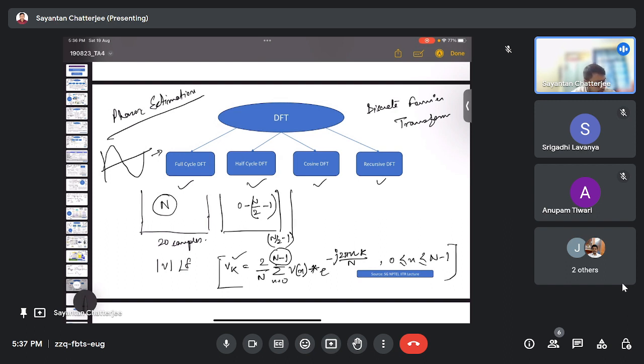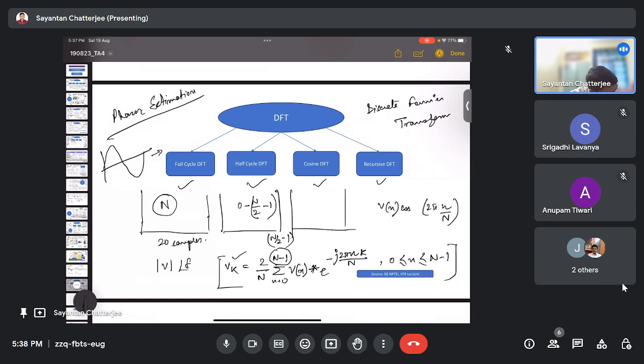For the cosine DFT part, if we have the information of the cosine part, then we can easily use that cosine part to convert it to the sine part. Means if we have the information of the cosine part, suppose let us write Vn cos 2 pi n by N. Okay.